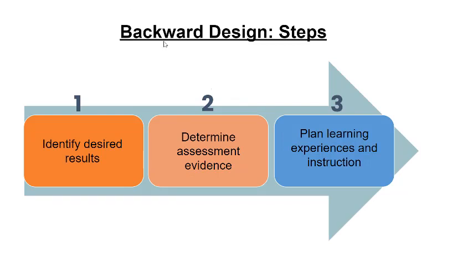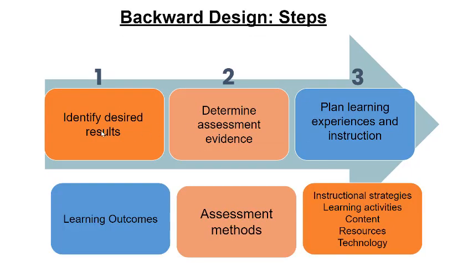So there are 3 steps for the backward design. The first step is identify desired result. The second step is determine assessment evidence. The third step is plan learning experiences and instruction. When you define or identify the desired result or the overall goal for your online course, that means you are going to identify the learning outcomes for your online course.